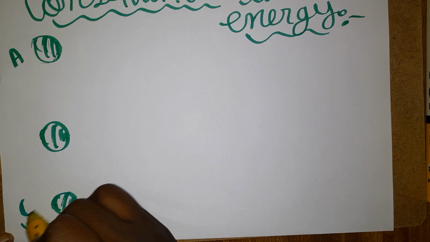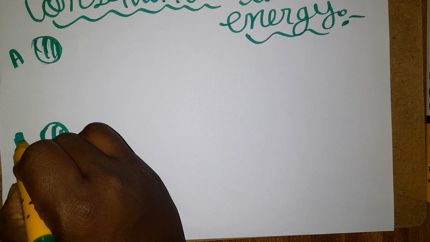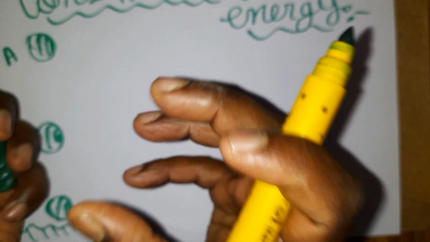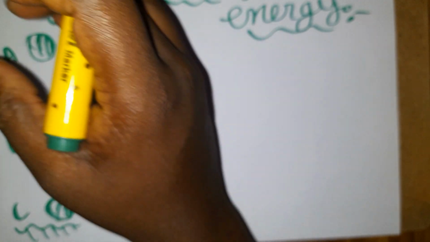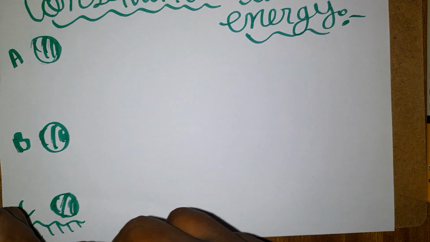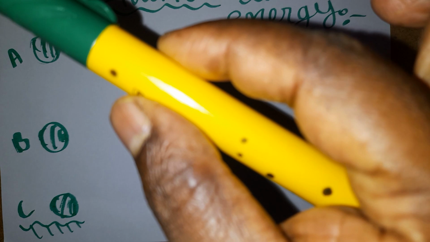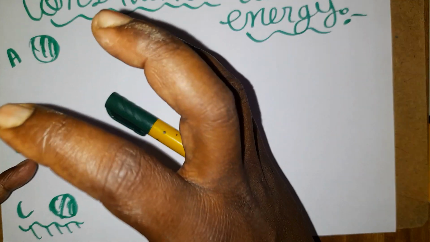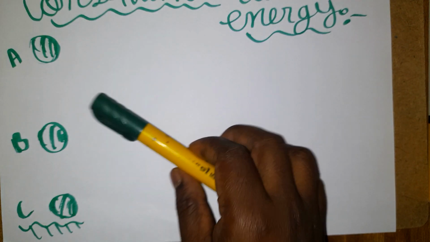So what is potential energy? Potential energy is stored energy. Kinetic energy is mechanical energy, like when an object is moving. Imagine some object at some height. If you drop it, it will fall down. That potential energy is going to convert into kinetic energy.